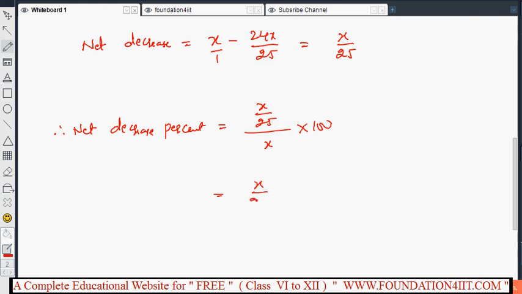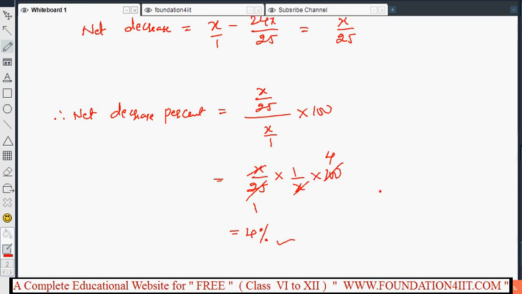So x by 25 into 1 by x, the reciprocal, into 100. The x gets cancelled, and 25 fours are 100. So that is 4%. So finally 4% will be the net decrease. The net decrease percentage is 4%.